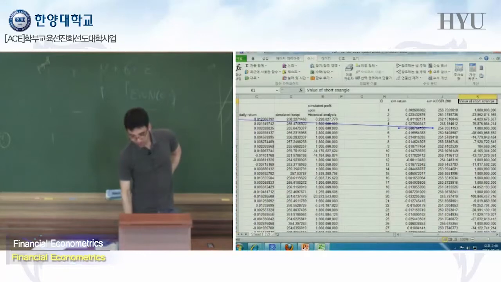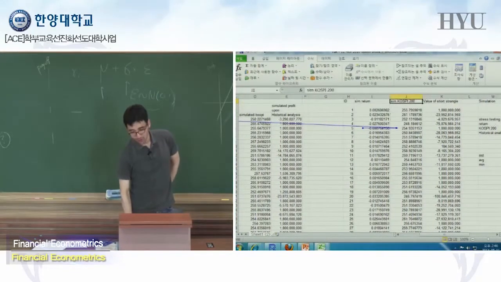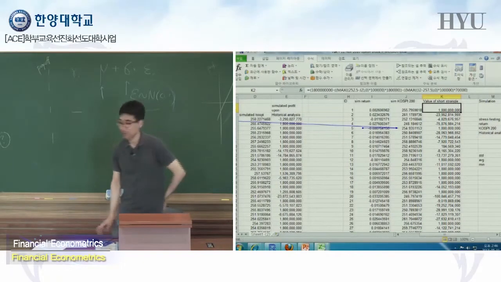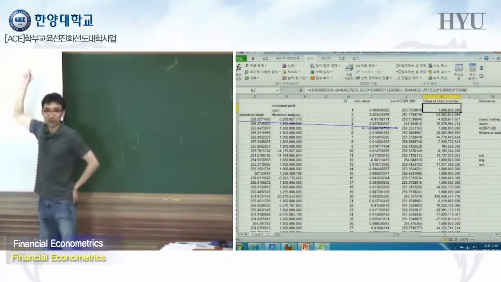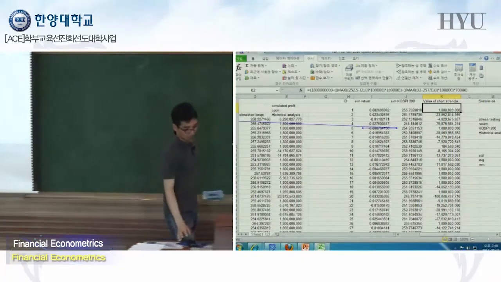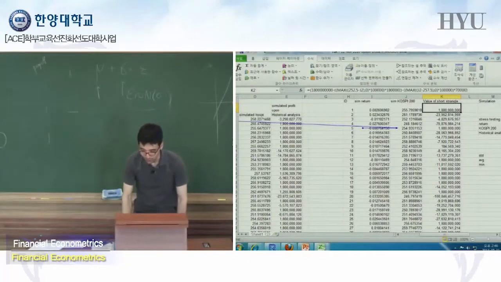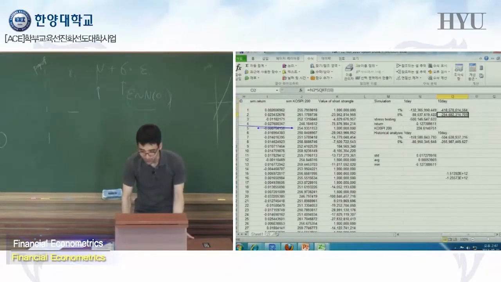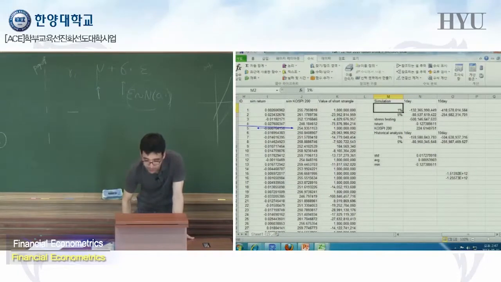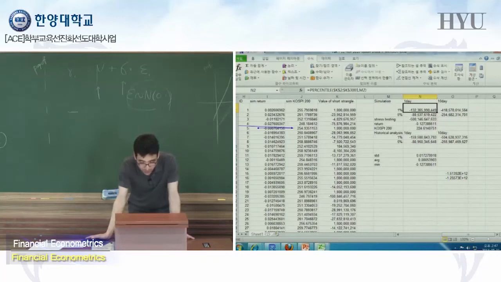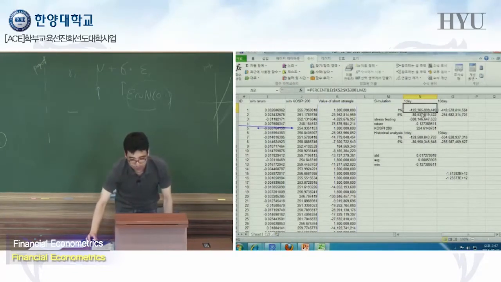And the thing is, everything is the same. For each possible KOSPI 200 simulated value, I can calculate the profit and loss of the strangle position. This is the same. So I simulated this, and based on this, I can calculate my 1% and 5% critical values, which are the percentiles of the entire data set.